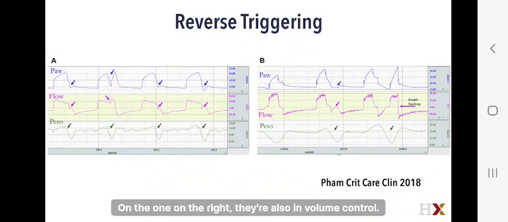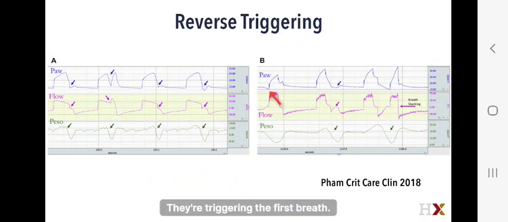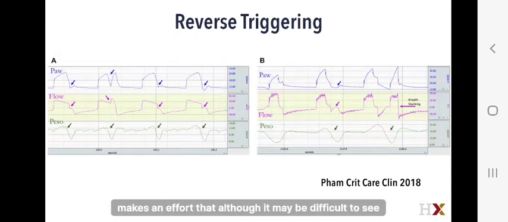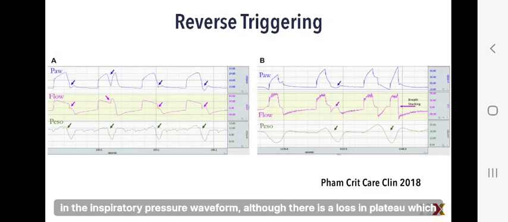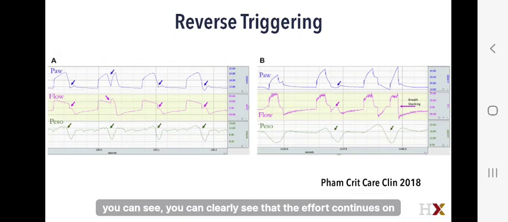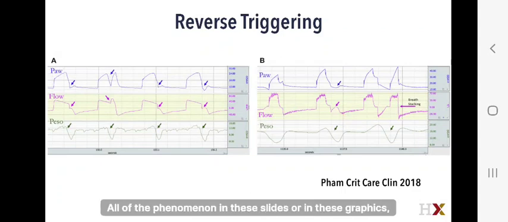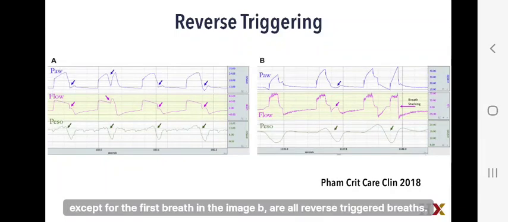On the one on the right, they're also on volume control. They're triggering the first breath. The second one, the machine comes first, and then the patient makes an effort that, although it may be difficult to see in the inspiratory pressure waveform, although there is a loss in plateau, which you can clearly see, the effort continues on into the expiratory phase as there is a large increase in flow as the patient is making an effort.